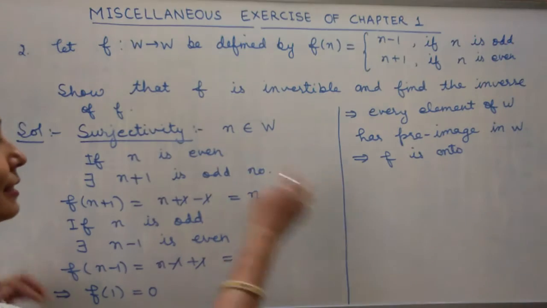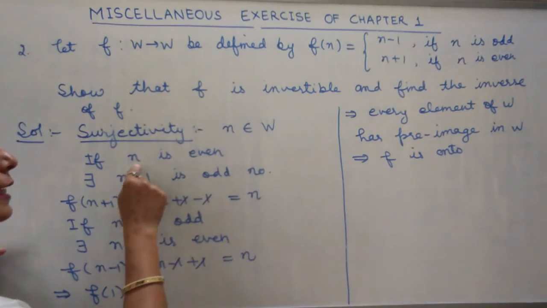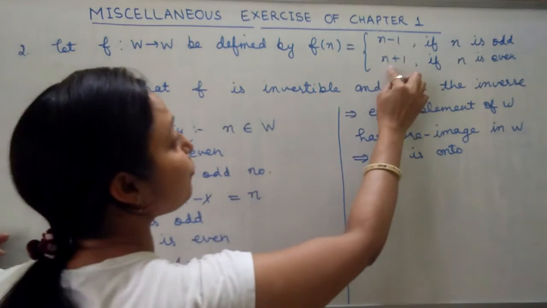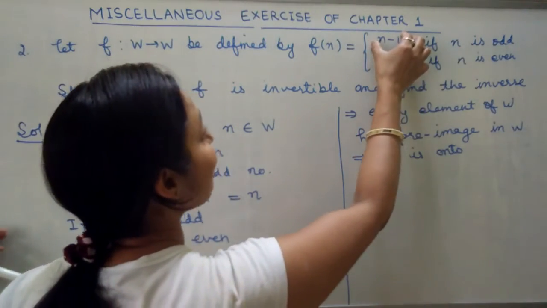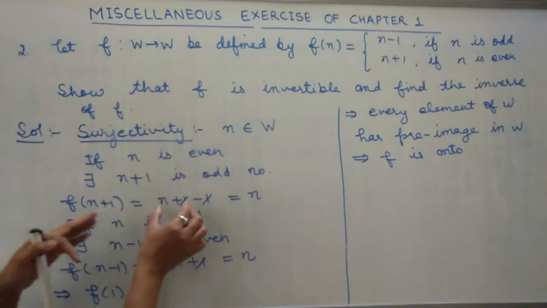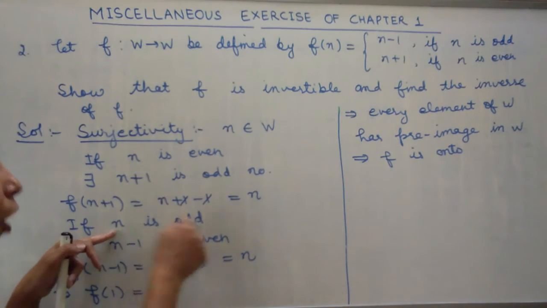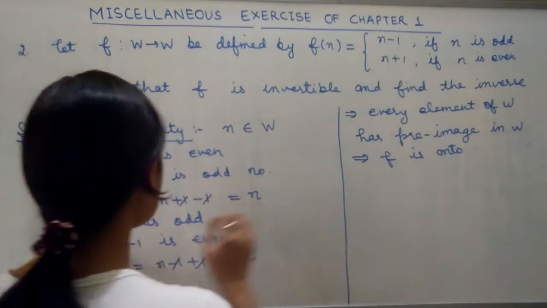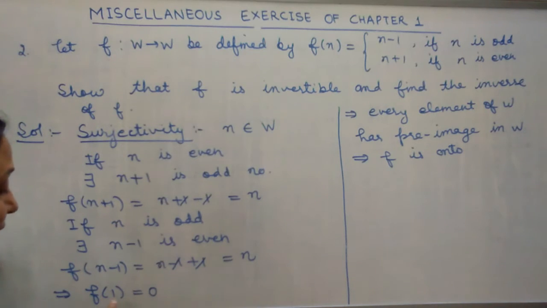I will repeat this step again. I suppose n belongs to whole numbers. I will take n even. If n is even, then n plus 1 is odd. So we have to put an odd number here. I will put the value of odd here, n plus 1. That is n plus 1 minus 1, both cancel, we get n. If n is odd, then n minus 1 is even. So I will take the value of the even number, that is n minus 1. This will cancel, we get n. F of 1 equals 0.